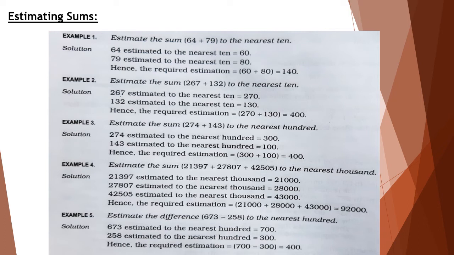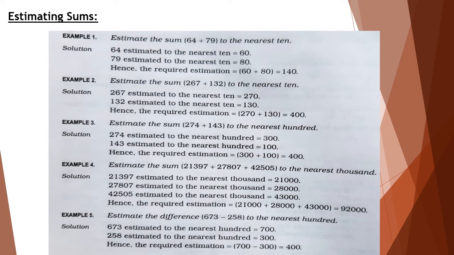In the fourth, we have to do it for the nearest 1000, and for that we will see the hundreds digit to do the estimation. 21397 is estimated to 21,000. 27807 is estimated to 28000. 42505 is estimated to 43,000. So we can sum these all and get the answer.